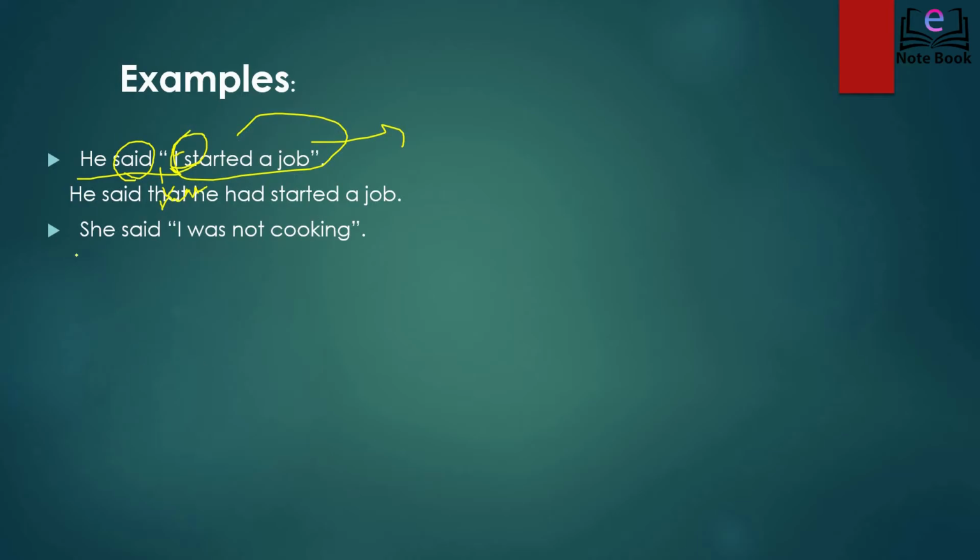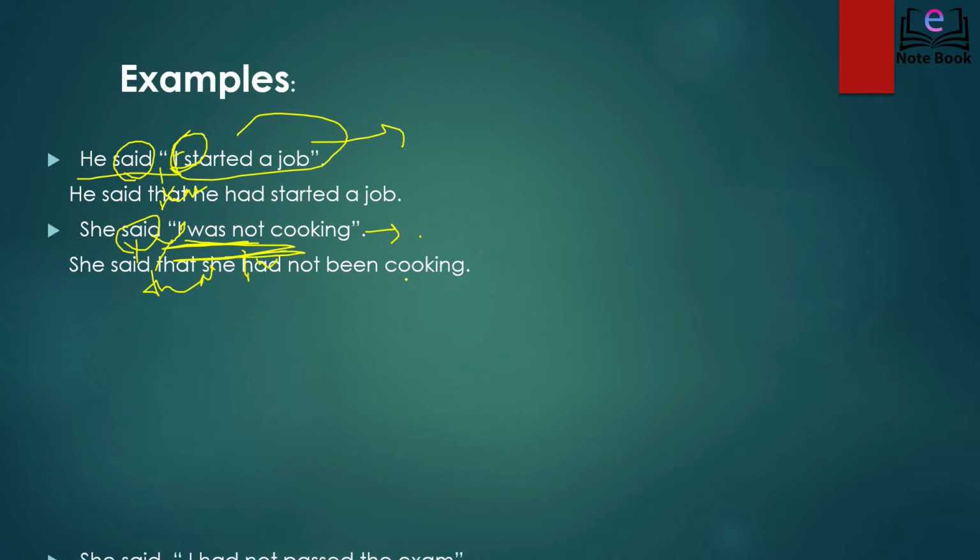The next sentence is, she said, "I was not cooking." Again, we see that this is simple past. That means we need to change the tense of the reported speech. How do we make the changes? We add "that". We change the pronoun to "she". And this, "I was not cooking", is past continuous. We make it past perfect continuous. And the answer is, she said that she had not been cooking.